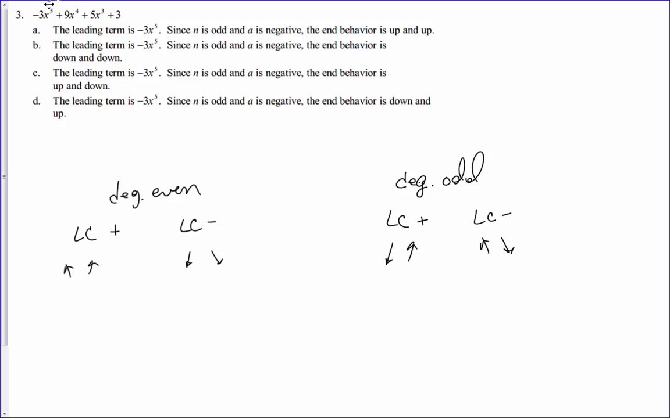So let's come up here. We have an odd degree, so we know we're over here. We have a negative leading coefficient. So odd negative, it is up, down. So the answer is C. Since n is odd and a is negative, the end behavior is up and down.